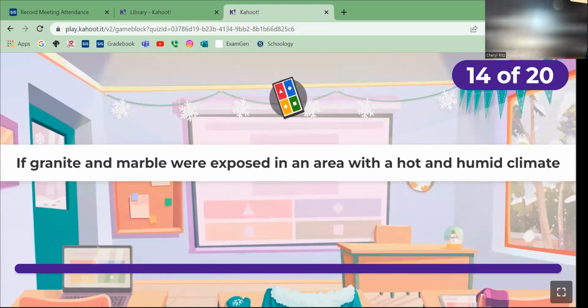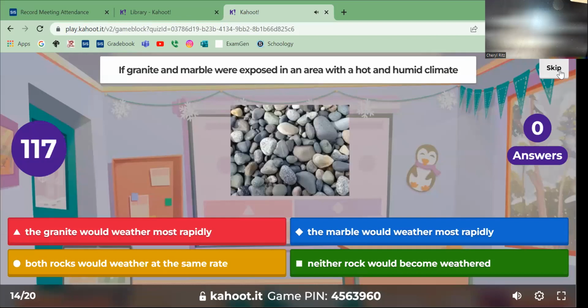If granite and marble were exposed in an area with hot and humid climate, what's going to happen? Will the granite weather most rapidly? Will both rocks weather at the same rate? The marble will weather most rapidly, or neither rock would become weathered? You might want to use your reference tables to help you. Hint, the rock chart, pages 6 and 7. Look at what they're made out of. Maybe that will help.